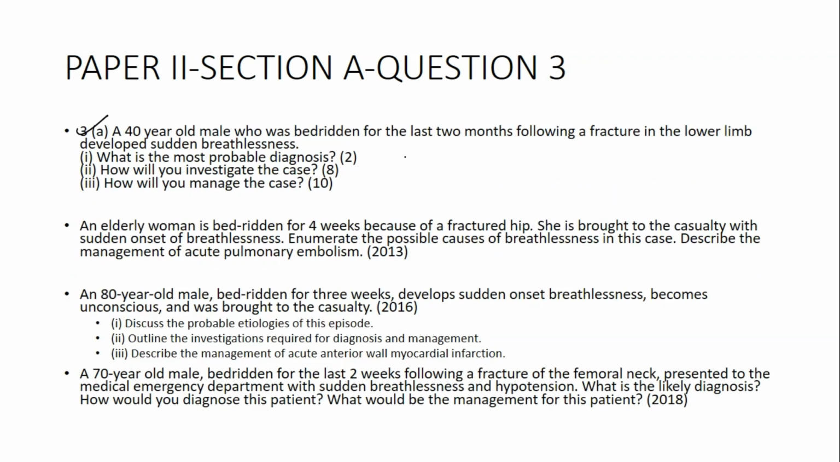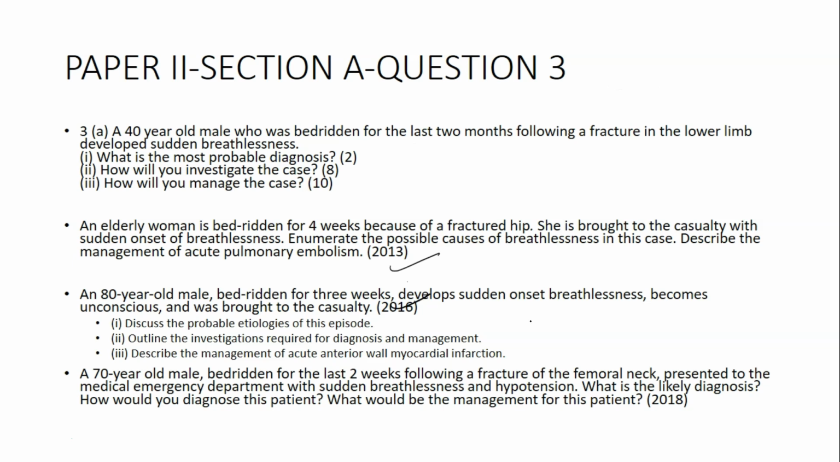Question number 3: bedridden for the last 2 months, fracture in the lower limb, sudden SOB. So start giving differential diagnoses for sudden SOB. I think the most probable diagnosis is pulmonary embolism, because the bedridden condition is a hypercoagulable state. Risk factor is present. Deep vein thrombosis might have developed into pulmonary embolism. The investigation part, we did a clear, detailed discussion on pulmonary embolism. How do you investigate and how do you manage is very important. So this is a clear-cut question.